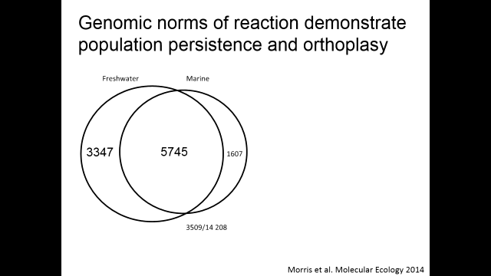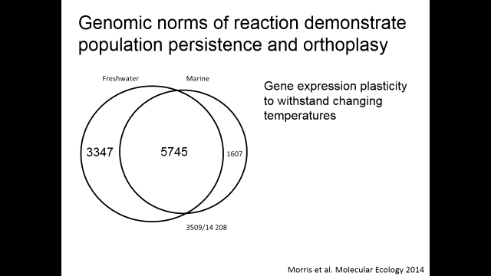In terms of population persistence, what Matthew found was that gene expression plasticity existed in association with over 5,700 genes in the stickleback genome. So these are genes that were similarly plastic, similarly exhibited genomic norms of reaction in association with temperature in both environments. So these are the most likely candidates to be associated with population persistence in the face of environmental change.